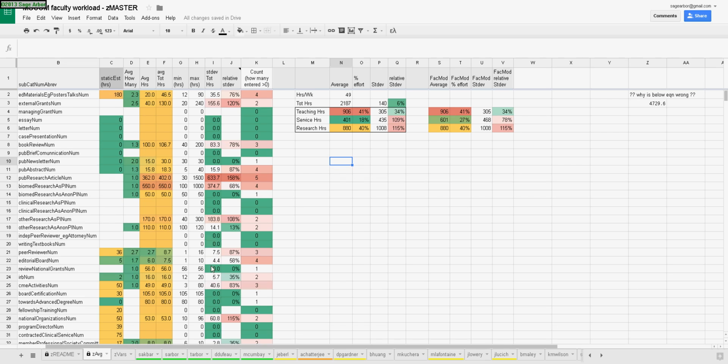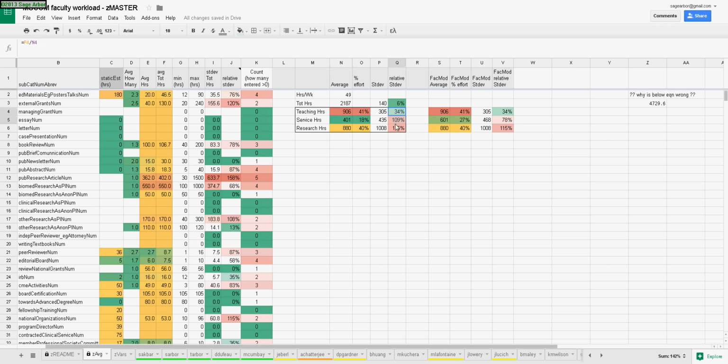So here's the average of everyone. I asked a few faculty members to do this, and they did. So I think 6 people have done this now, and you can see our average teaching is 41% of the effort for these 6 people. Service is 18, and research is 40, with the average hour work week being 49 hours. And you have the standard deviation.